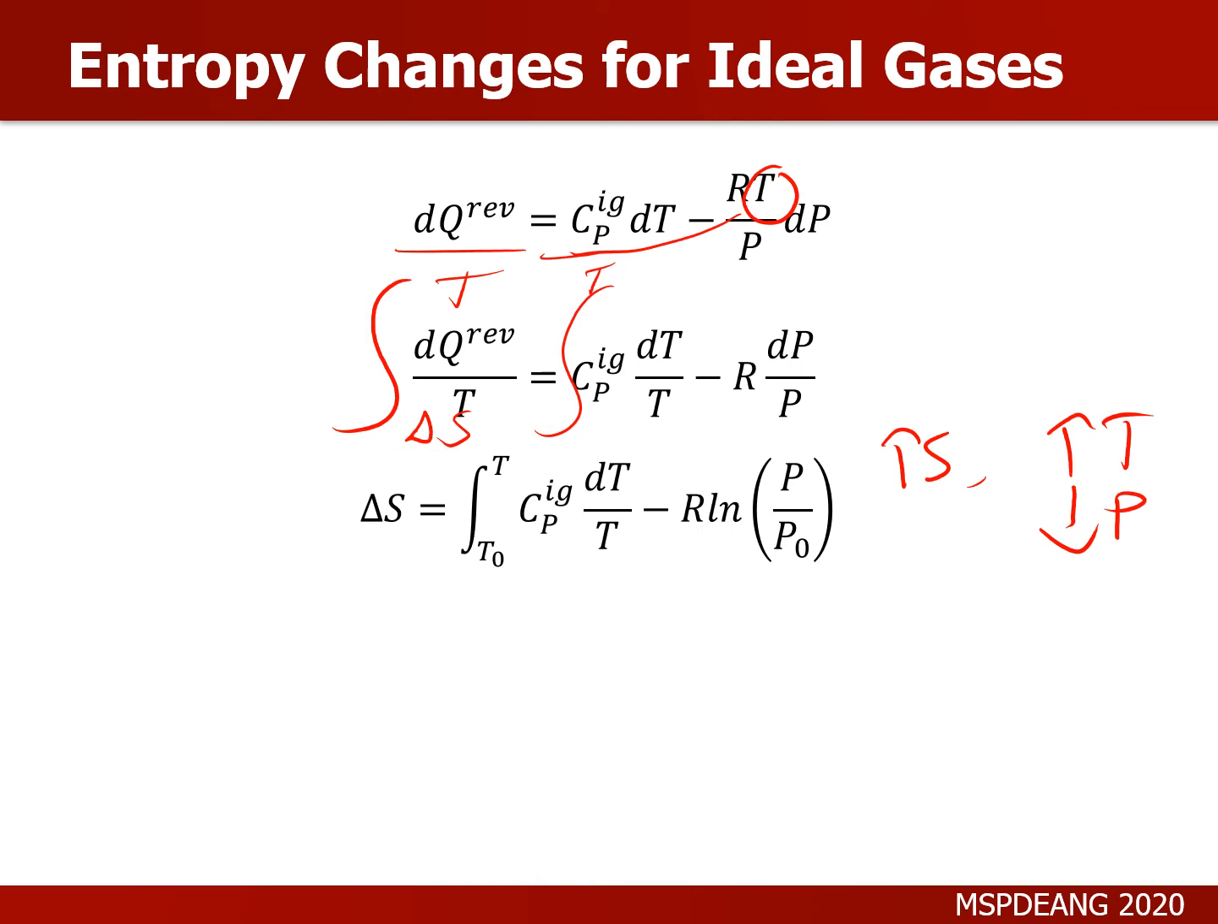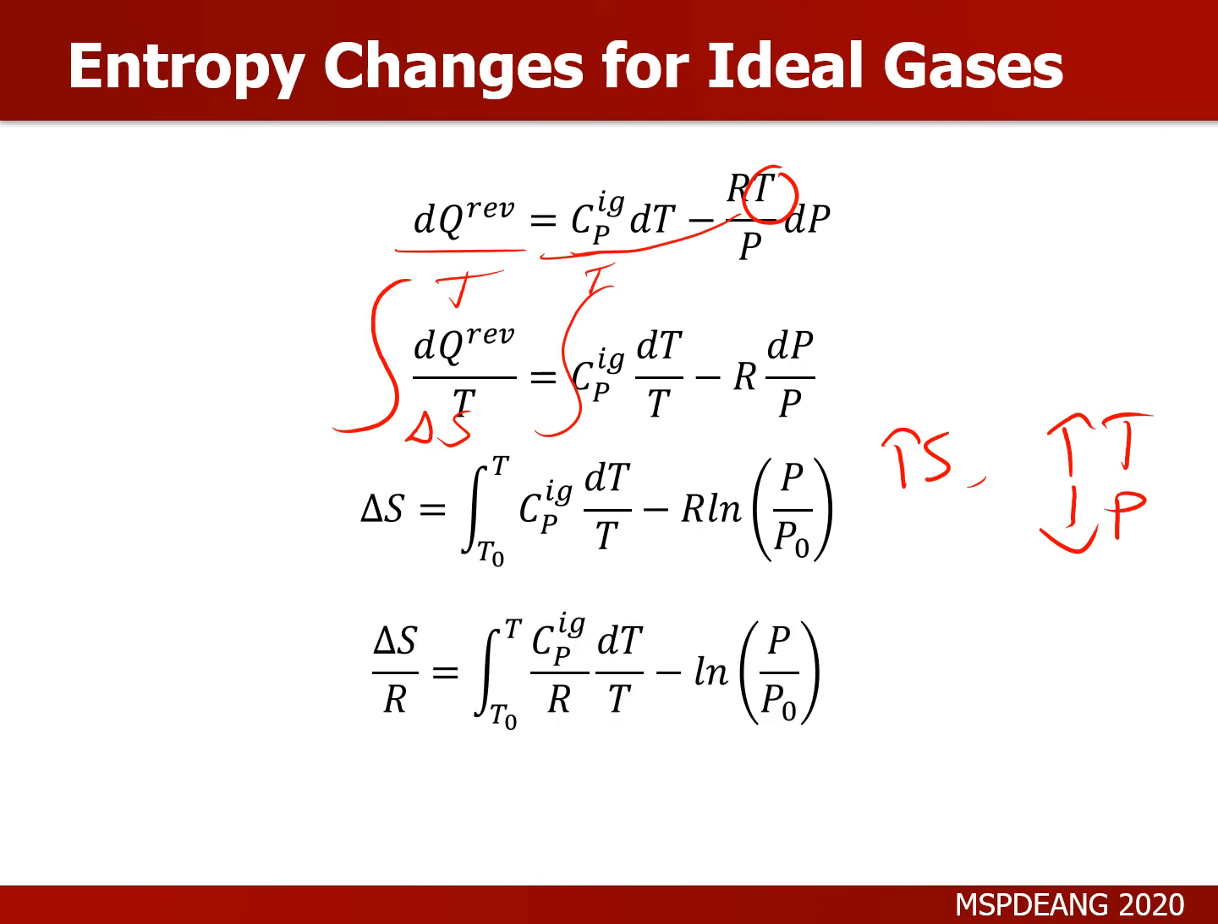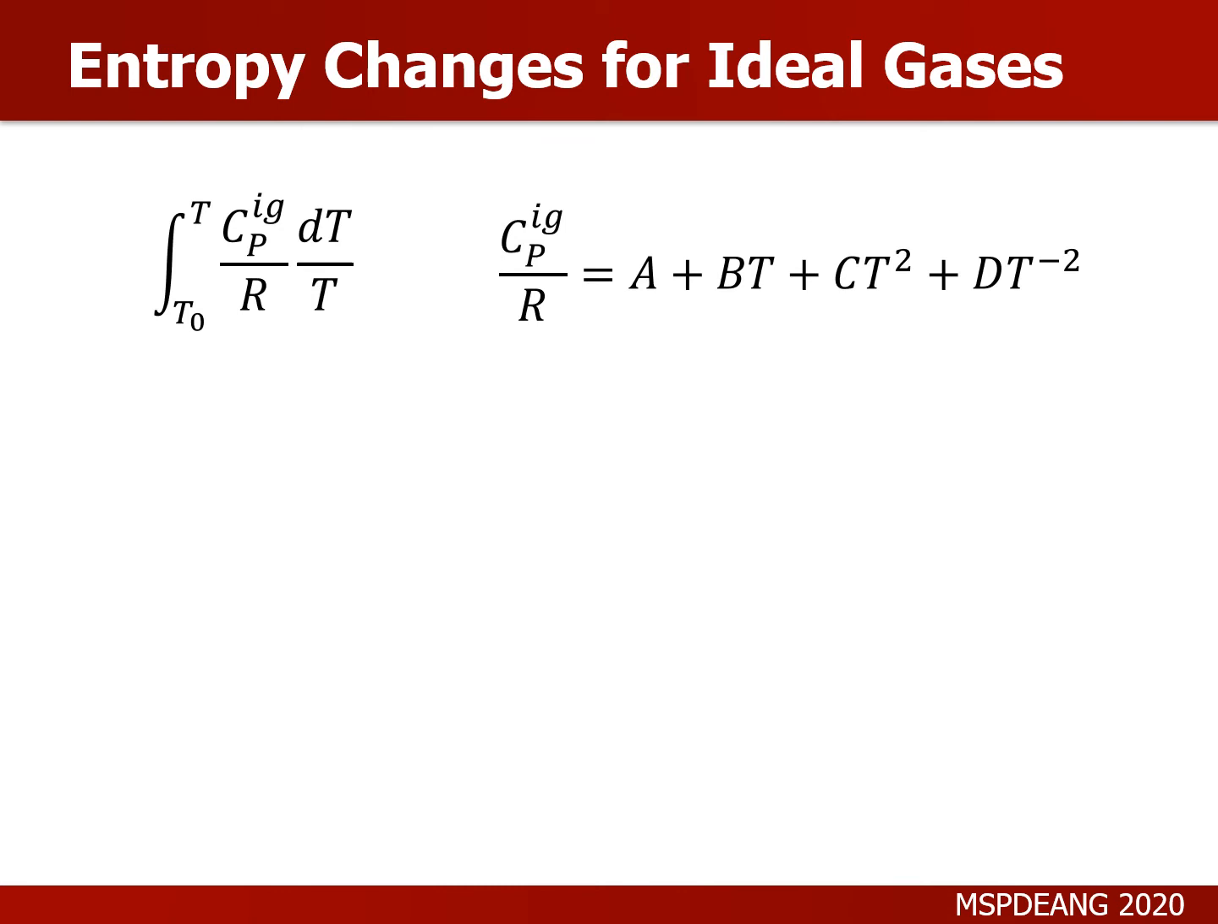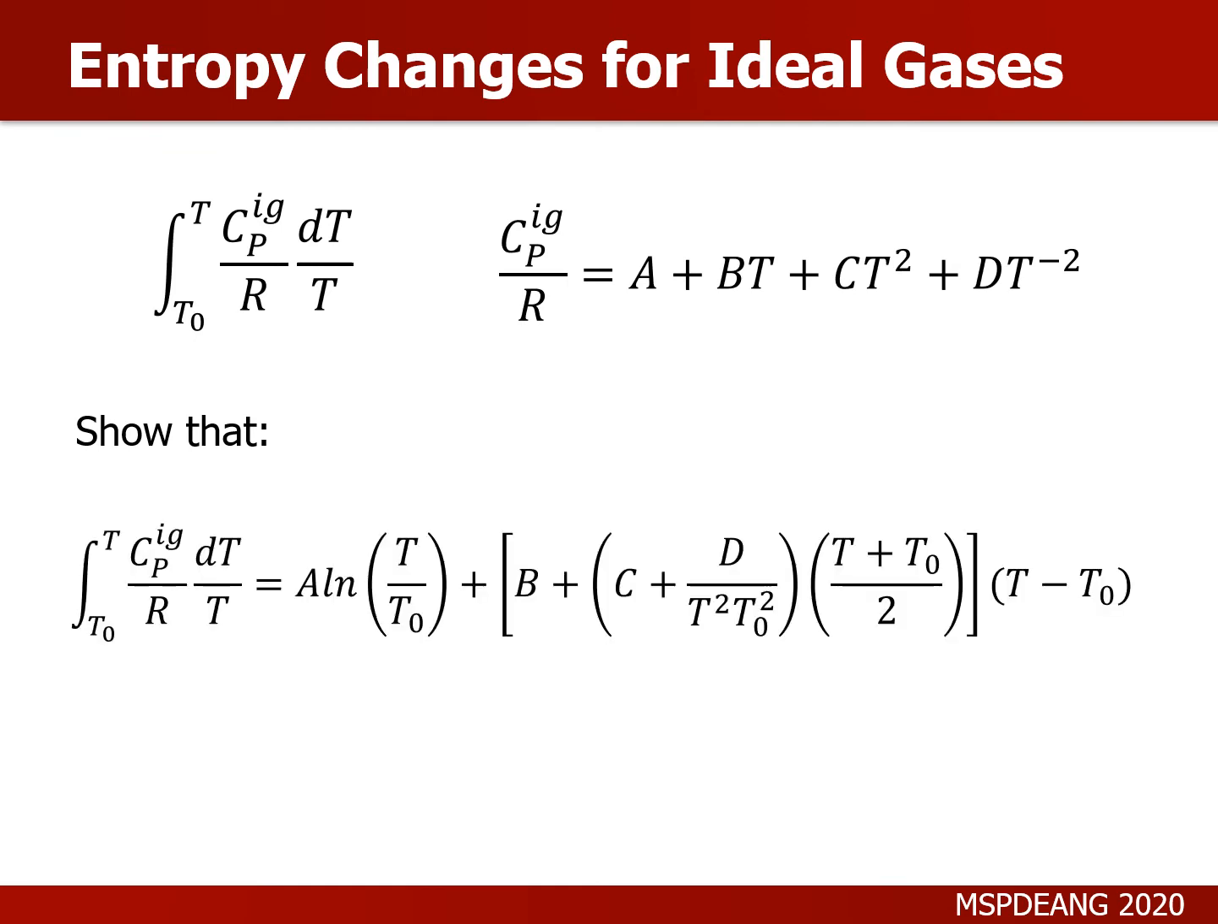Okay, and rearranging this, you can get delta S over R is equal to the integral of Cp^ig over R dT over T, and ito, we have tabulated values of Cp^ig over R. Recall from our heat effects discussion, minus ln P over P naught. So for ideal gases, recall that if Cp is a function of temperature, you have Cp^ig over R to be this polynomial function. And you can now have the integrated entropy change as such. So, integrate lang natin, you will get this particular expression.